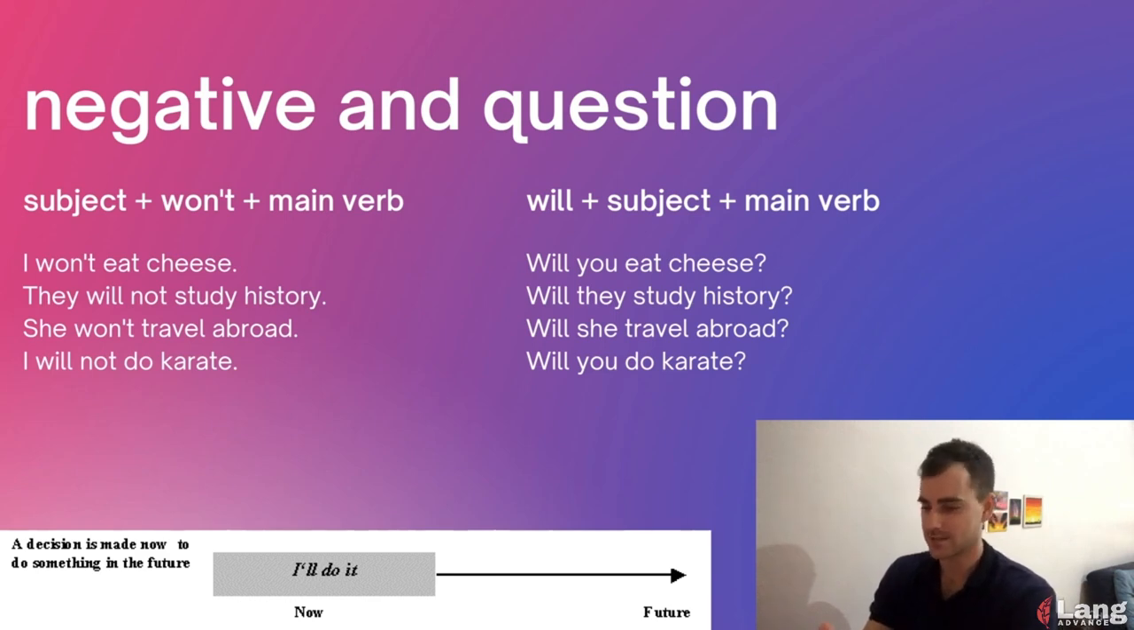For negative sentences, we can say, I won't eat cheese. They will not study history. She won't travel abroad. I will not do karate. So we can say will not or won't. For question sentences, we say, will you eat cheese? Will they study history? Will she travel abroad? And will you do karate?